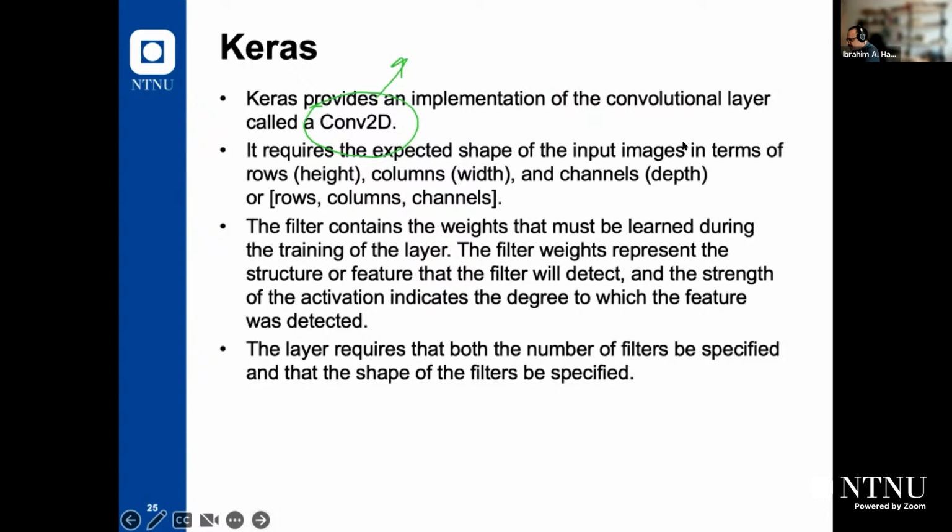And we need to define the filters, which contain the weights that must be learned during the training of the layer. As I told you, each filter will be represented by one neuron. The filter weights represent the structure of the features that the filter will detect, and the strength of the activation indicates the degree to which the feature was detected, right? We will initialize those weights with random values, and during the training process, the optimizer will adjust those weights in a way that extracts meaningful features for our problem. The layer requires that both the number of filters and the shape of the filters be specified. We need to define the number of filters and the size of each filter. And stride: if you don't specify it, it will be 1 by default.